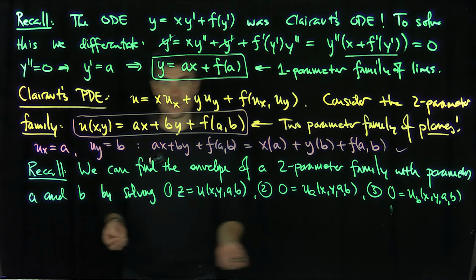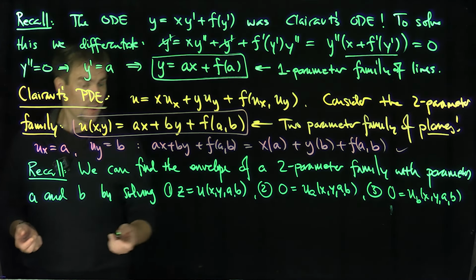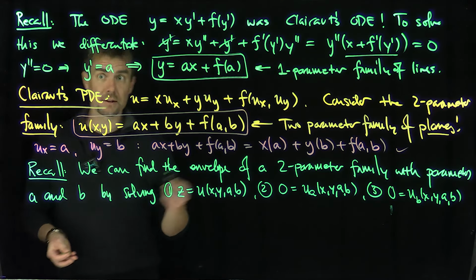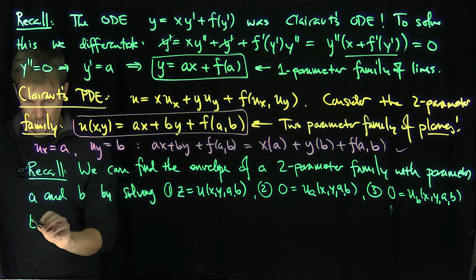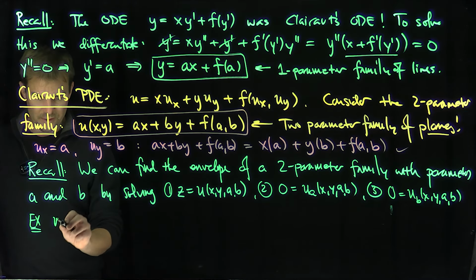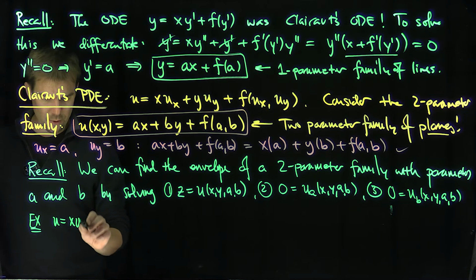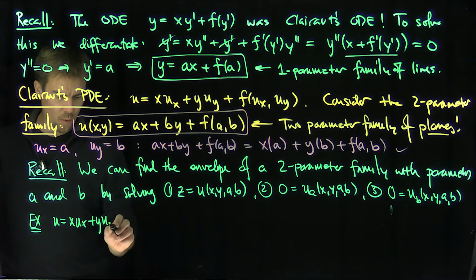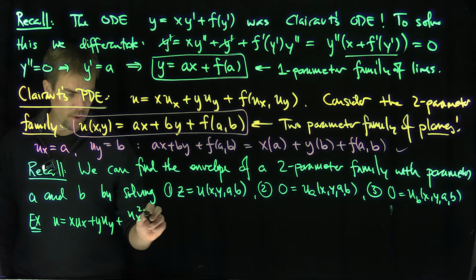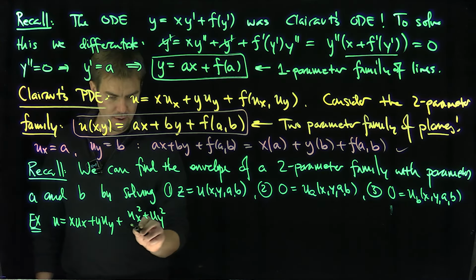So there are three equations. I can eliminate two parameters from those three equations, right? And then I'll get the envelope of those curves. Okay, let's see an example of this. Here's an example of how this would work. Let me consider u is equal to x u_x plus y u_y plus (u_x squared plus u_y squared) over 2.